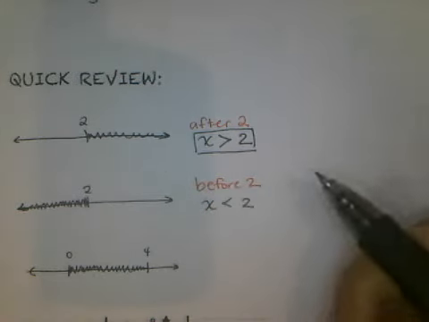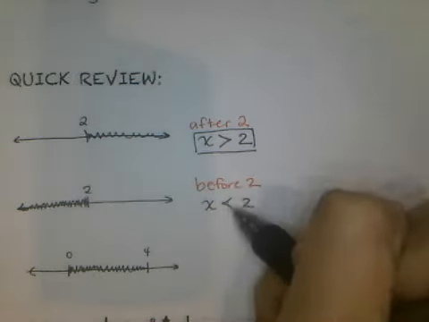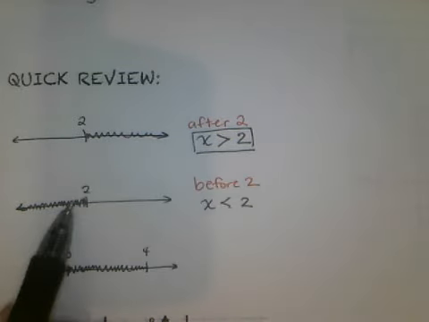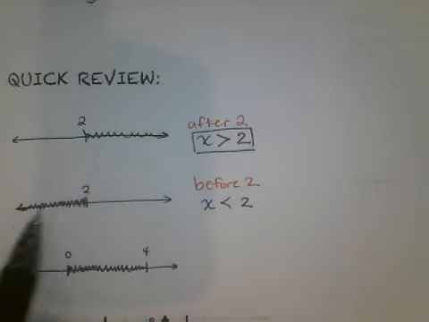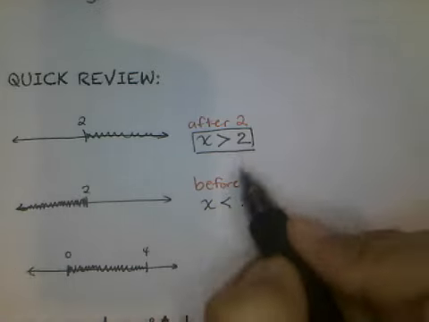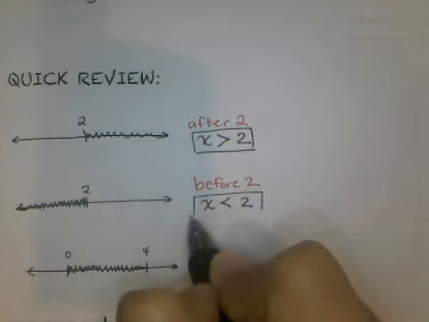Just like above, there's two ways to think about it. You can think about the arrow pointing the direction of the shading, left, or you can think about what numbers would belong on this side of 2 on a normal number line. It would be 1 and 0 and negatives. Those are all less than 2.